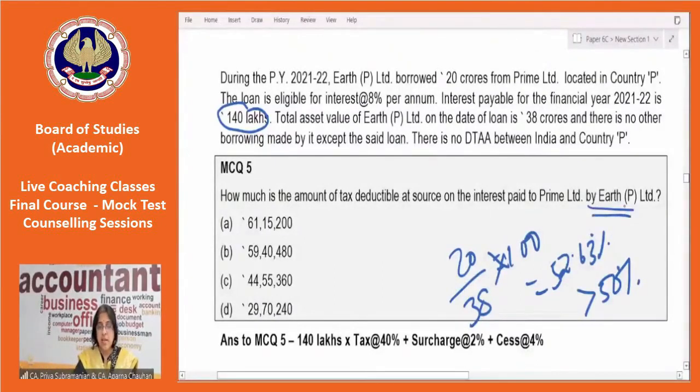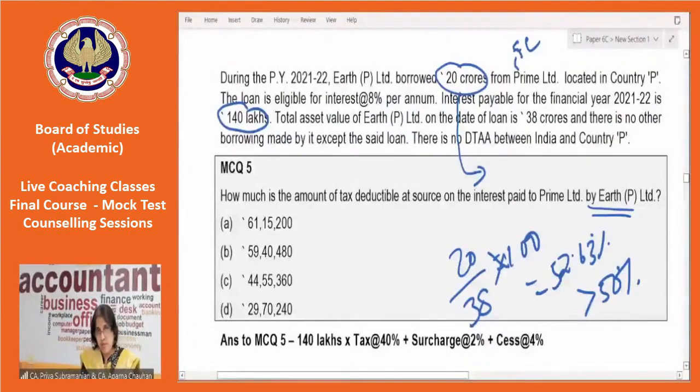So it's an associated enterprise. Anyway, it doesn't so much matter in this case. In this case, they have simply asked you what is the amount of tax deductible on the interest paid to Prime Limited by Earth Limited. Prime Limited is a foreign company, but the borrowings are given as 20 crores. It is not given that the borrowings are in foreign currency.